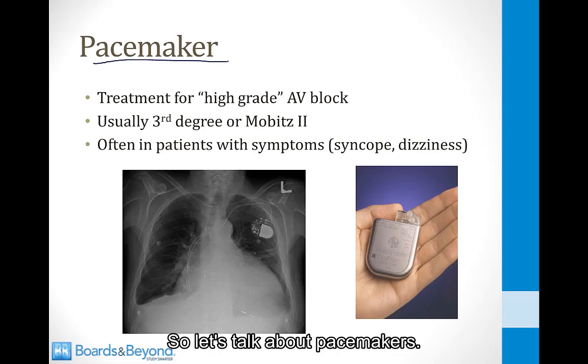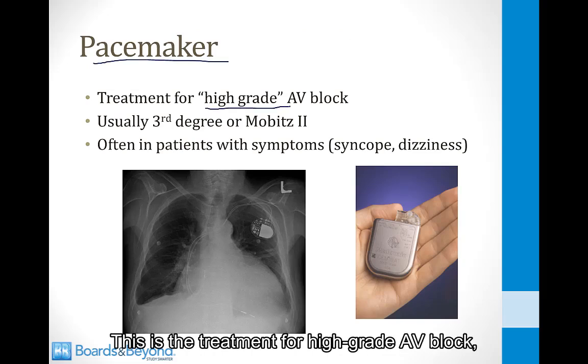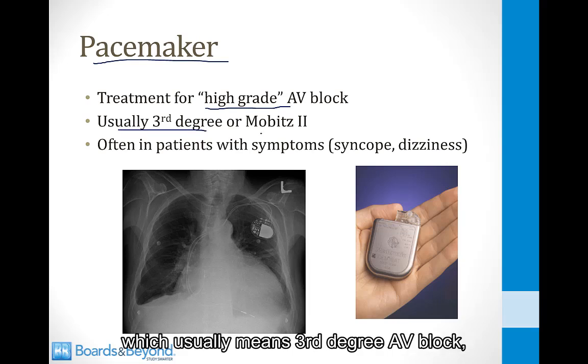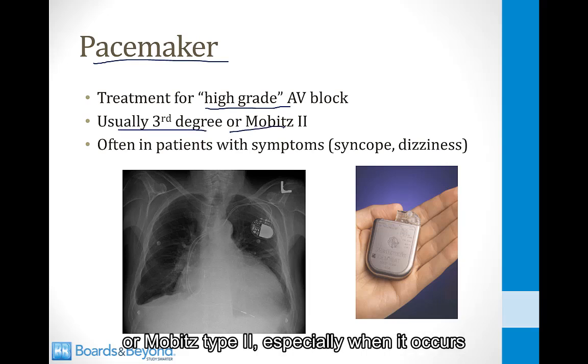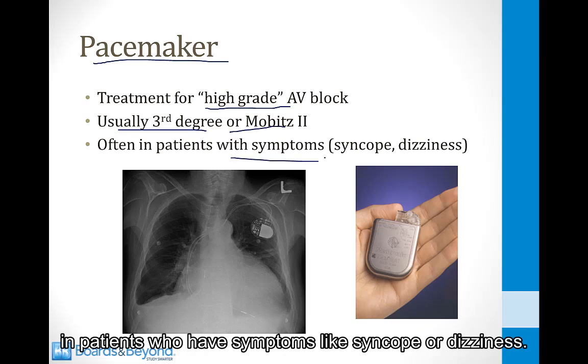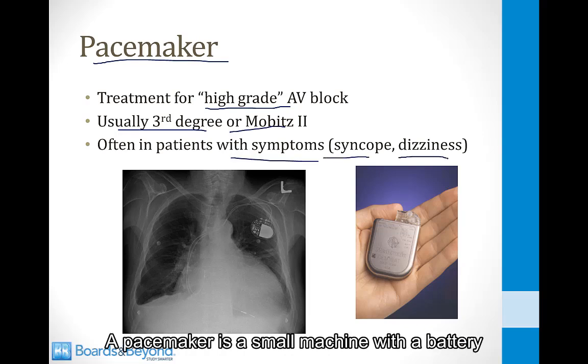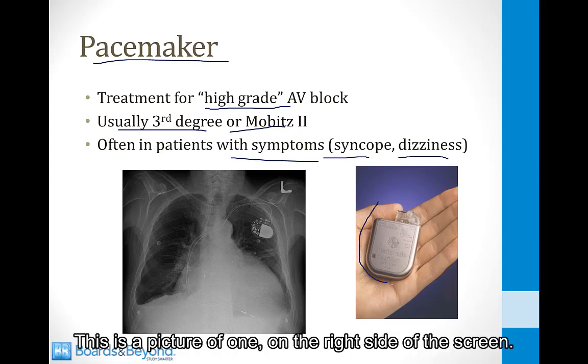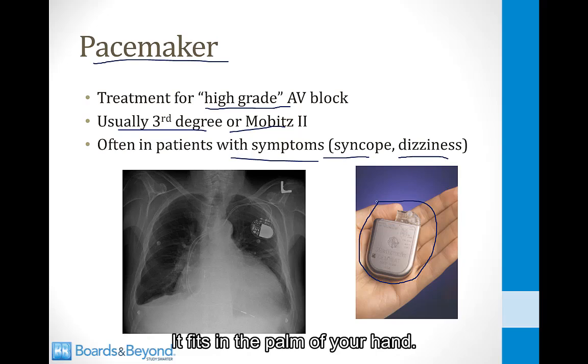So let's talk about pacemakers. This is the treatment for high-grade AV block, which usually means third-degree AV block or Mobitz type 2, especially when it occurs in patients who have symptoms like syncope or dizziness. A pacemaker is a small machine with a battery that can last 5 to 7 years. This is a picture of one on the right side of the screen. It fits in the palm of your hand.